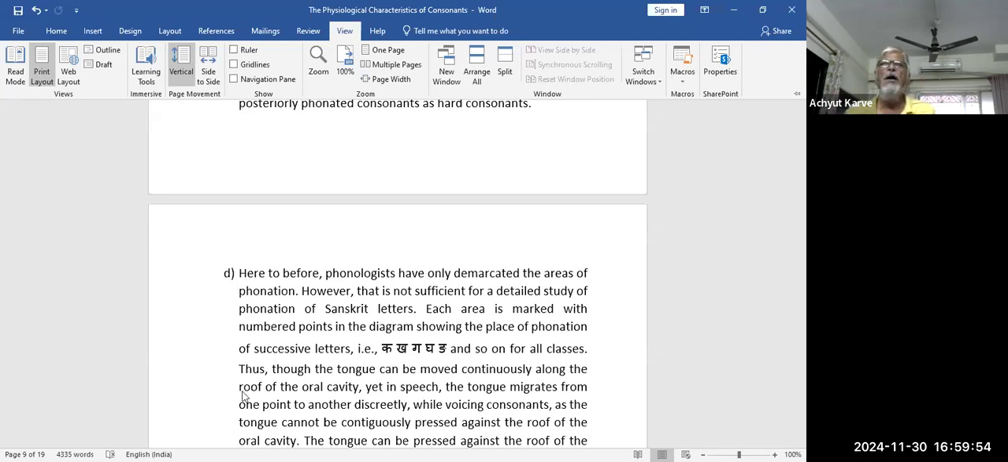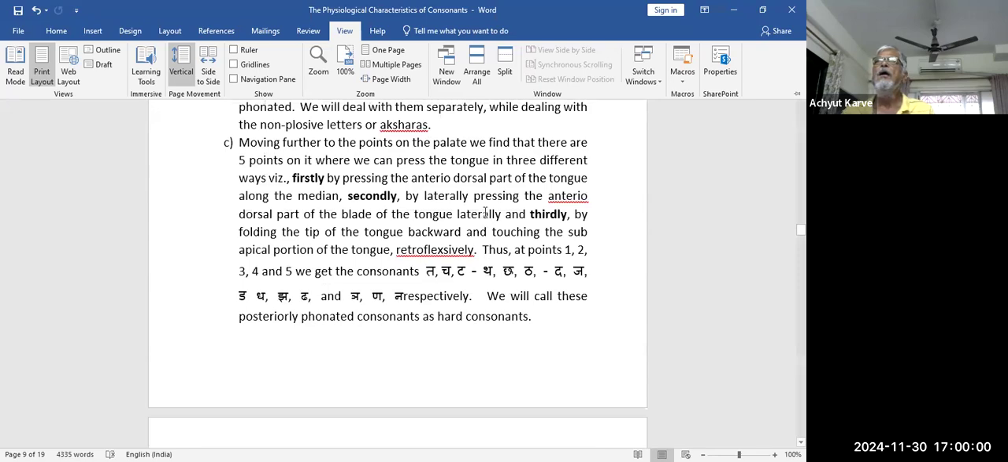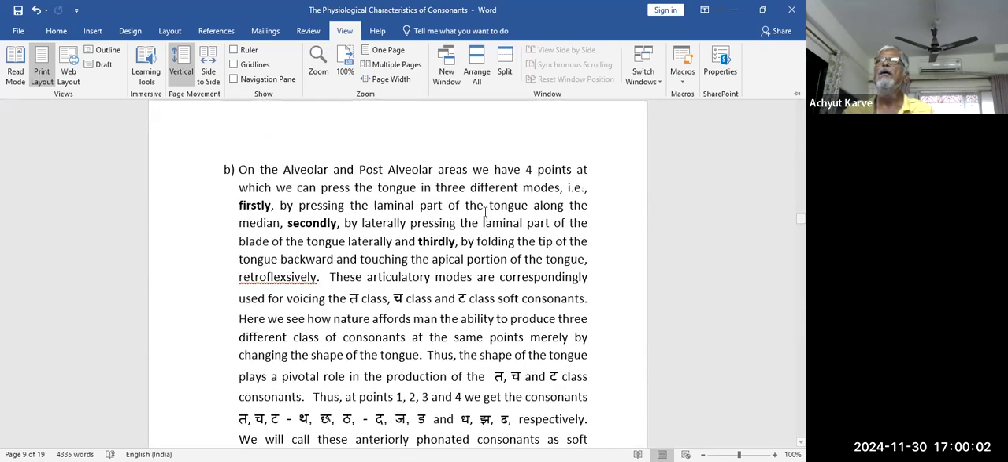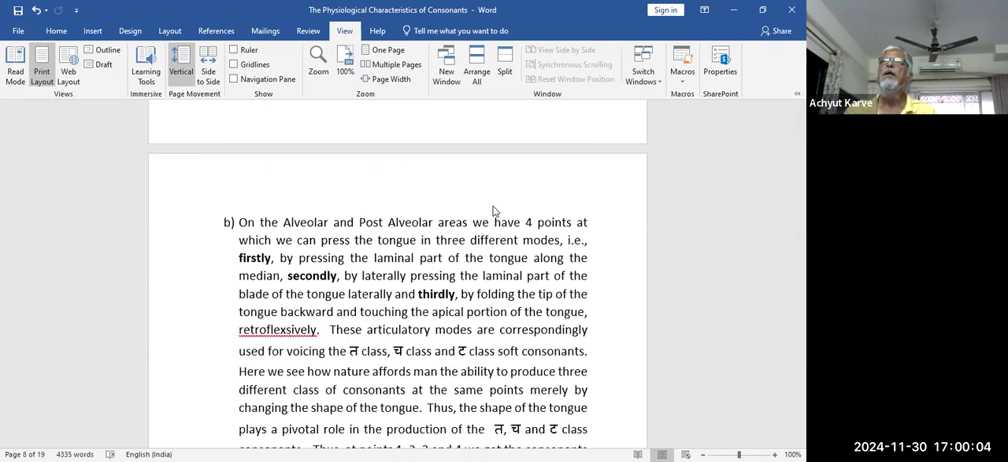Sir, Prabhakar Mahoday garu has asked to describe a little. I'll tell you the points he has mentioned. One is, please explain the difference of pronunciation of vowel versus consonant in the mouth.